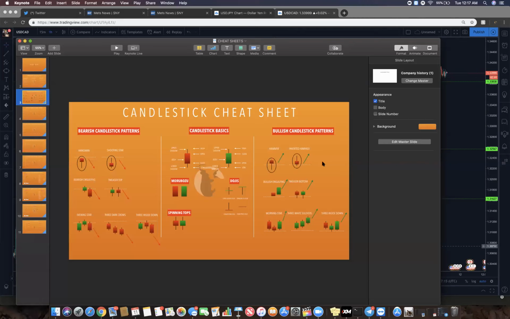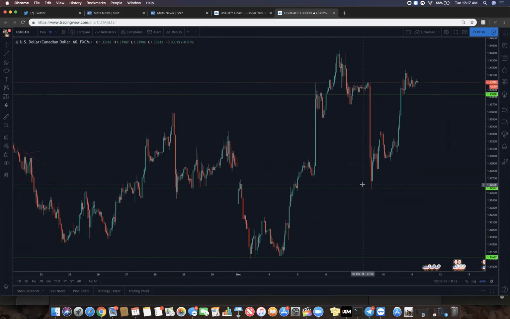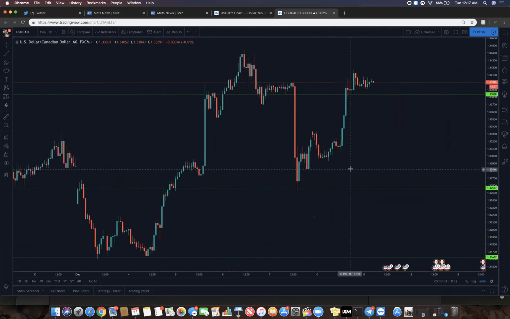So, you see how we have the triple candlestick patterns at the bottom. You have the double candlesticks and the single candlesticks. We were identifying the hammer. We're identifying the inverted hammer. Here's a perfect hammer that formed at support.